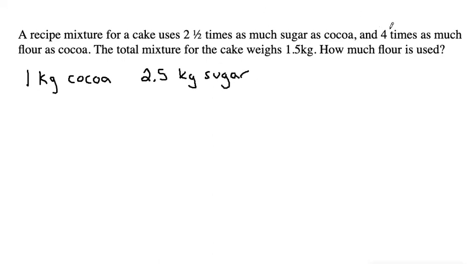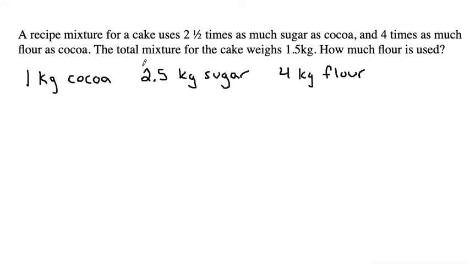And because we have 4 times as much flour as cocoa, we would take that 1 and multiply it by 4. That would give us 4 kilograms of flour. Then it gives us information about how much the total mixture weighs. It says the total mixture for the cake weighs 1.5 kilograms. How much flour is used?